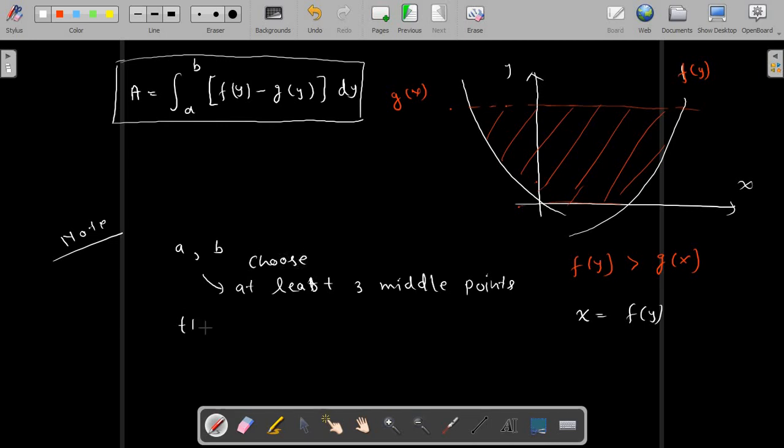So choose at least 3 middle points, and then check the corresponding x and y values to decide which function is greater. Right, Kevin? Getting my point? Yeah, I got it.